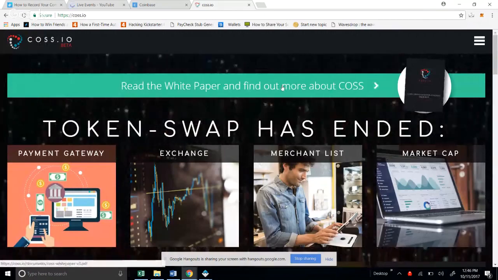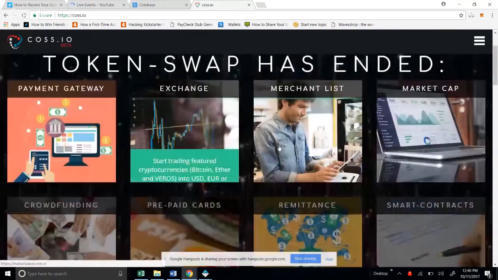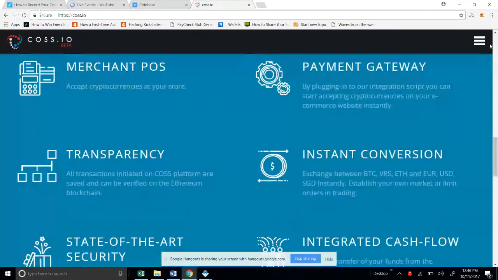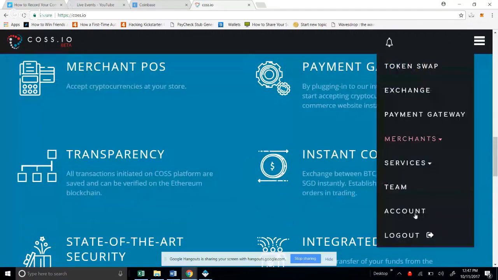You can read the white paper, gives you kind of an overall list of everything that they do and all that good stuff, good information here. But you want to go over here to the right, and you're going to go to create an account, which you don't see because I'm logged in. When you create an account, it's very straightforward. Create a username, email address, et cetera, et cetera.